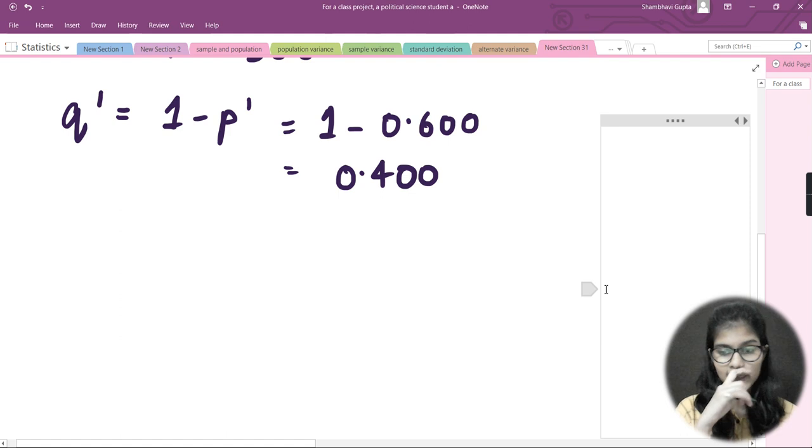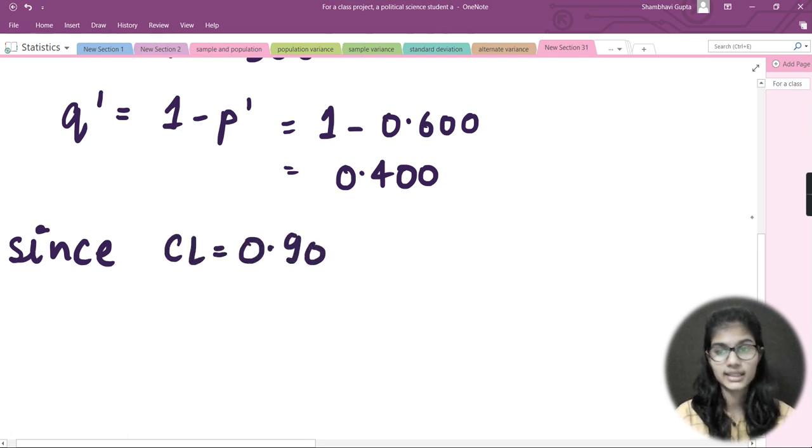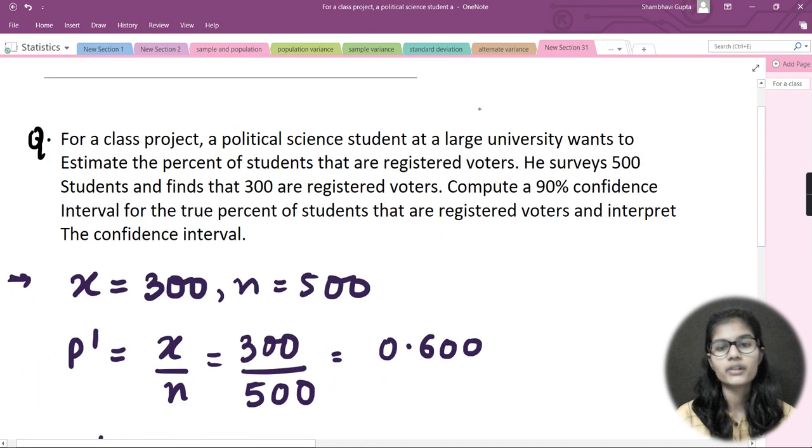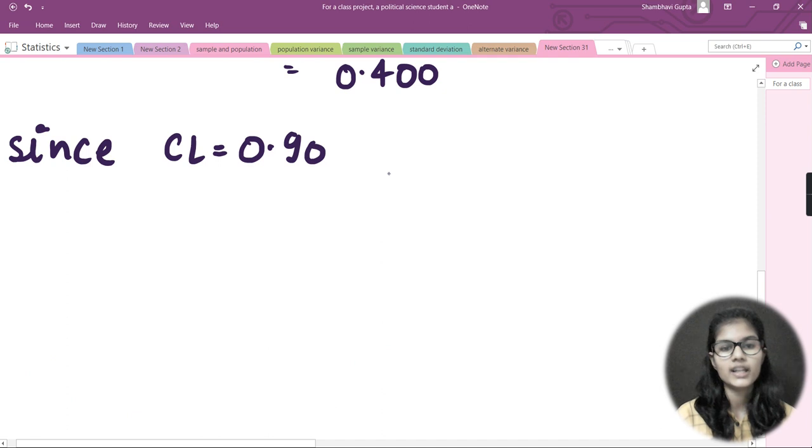Now the next and last thing we need to do is find out the value for EBP, that is my error bound proportion. For that I need to do a little bit more. So I would write here, since my confidence level is 0.90. Here, the question mentions to compute a 90% confidence interval, so I had taken that only. If I have the value for CL as 0.90, from this value I can easily calculate the value for alpha, right?